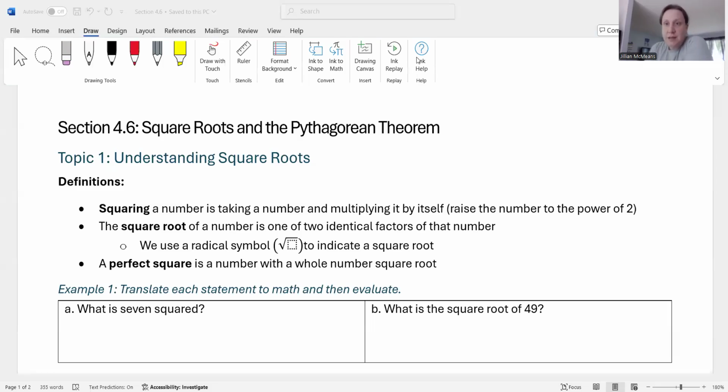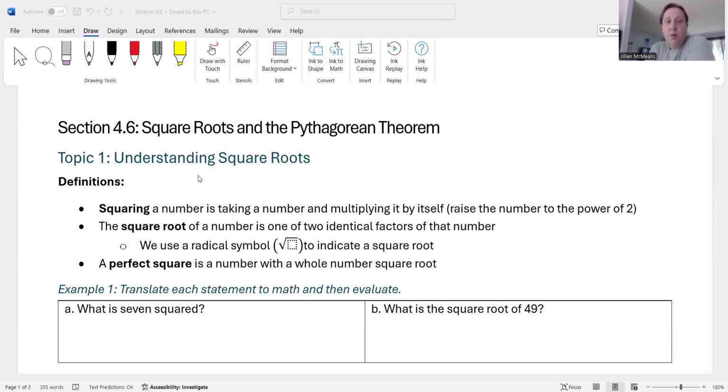Okay, for the last section in this chapter, we're going to look at square roots again. We've already looked at square roots a little bit. We looked at perfect squares back in chapter 1. Now we're going to look at additional versions of square roots, we'll say. We're going to look at some irrational square roots in this case. So these are going to be those decimals that never terminate, never repeat. And then we're going to tie that into something called the Pythagorean theorem.